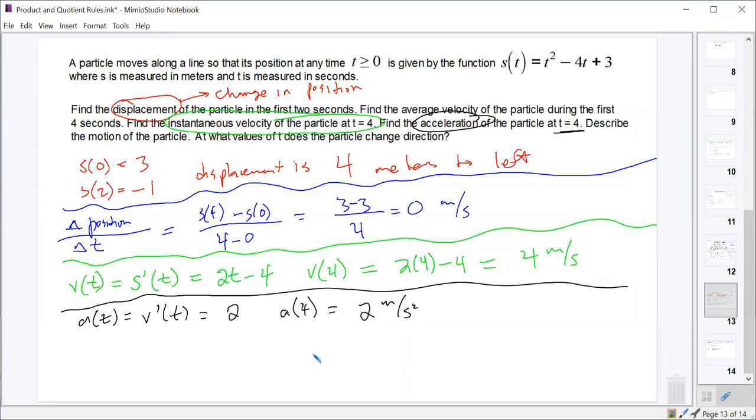And if I asked you what was the acceleration at t equals 0, what would you say? 2. Yep, and if I said at t equals 1,000,000, it would still be 2, right? Because no matter what, the acceleration function is 2. This particle has a constant acceleration of 2 meters per second squared.